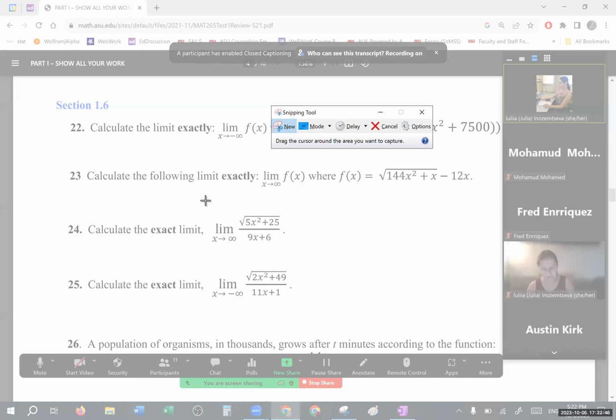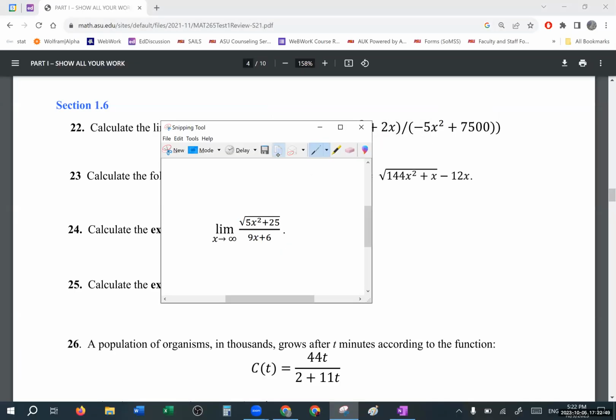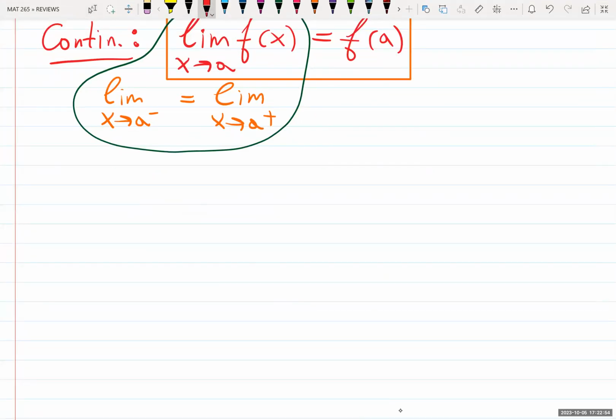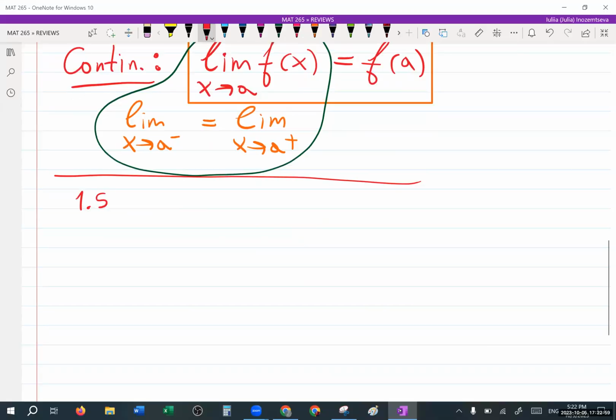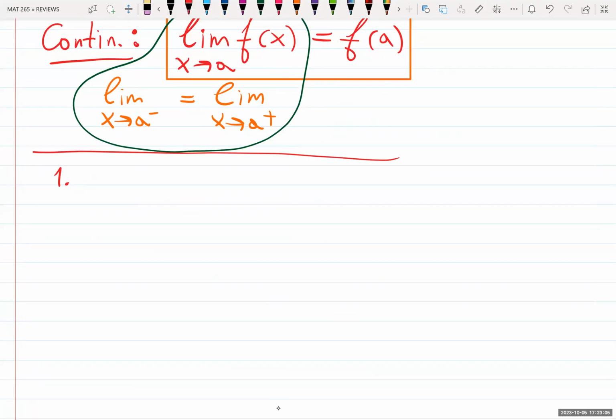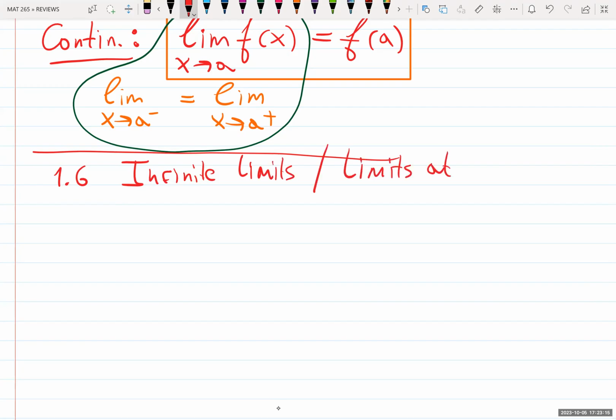Let me check this one. And a little bit more on that. So those chapters were called 1.6. And those are infinite limits and limits at infinity, whatever, that's the English for you. Basically, a limit that involves infinity, either as an output or as an input. So let's do that.